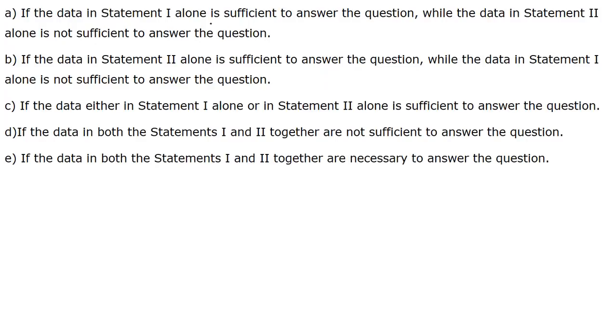So the data in statement 1 alone is sufficient to answer the question, while the data in statement 2 alone is not sufficient to answer the question.